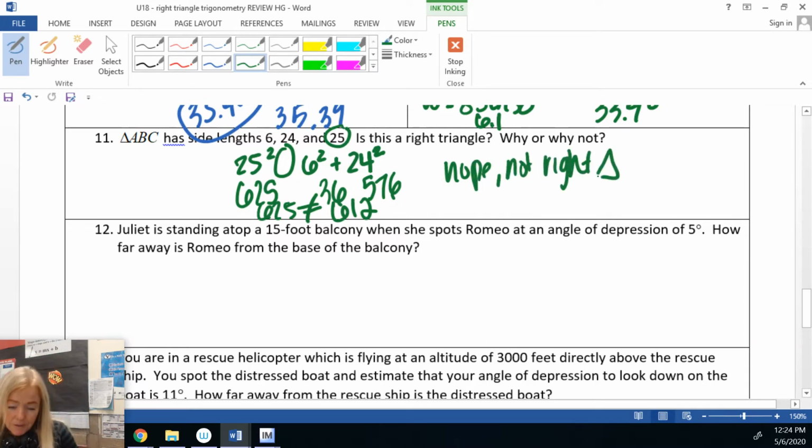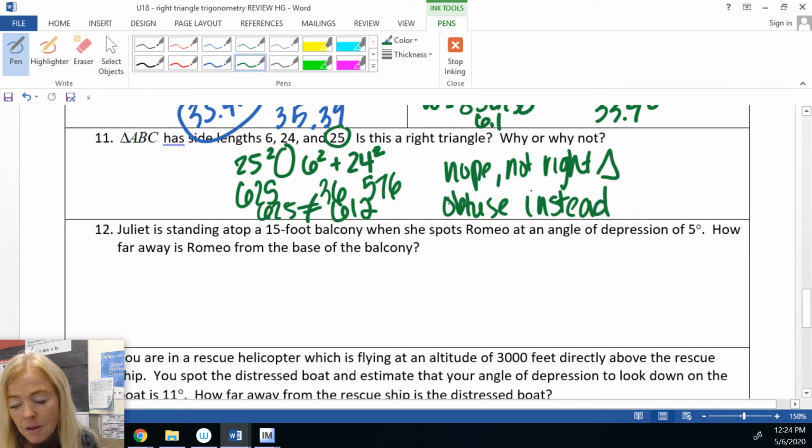All right, now, even though it's not a right triangle, 625 is still greater than 612, so I gave you a little bit of extra information. It will be obtuse instead, because the square of the hypotenuse is larger than the sum of the squares of the two legs.